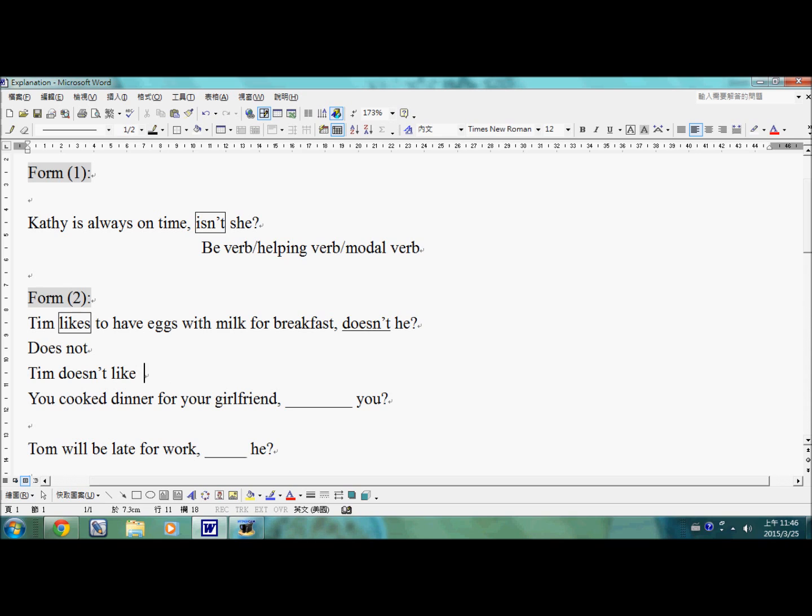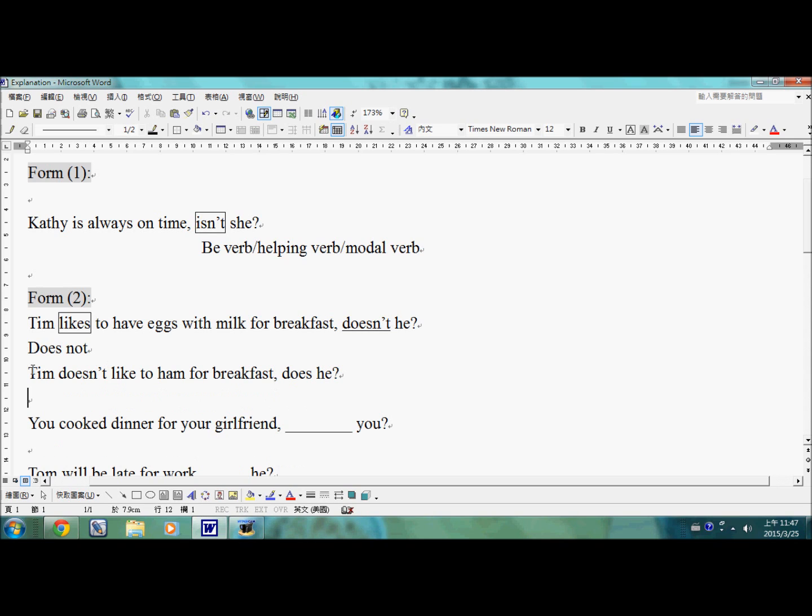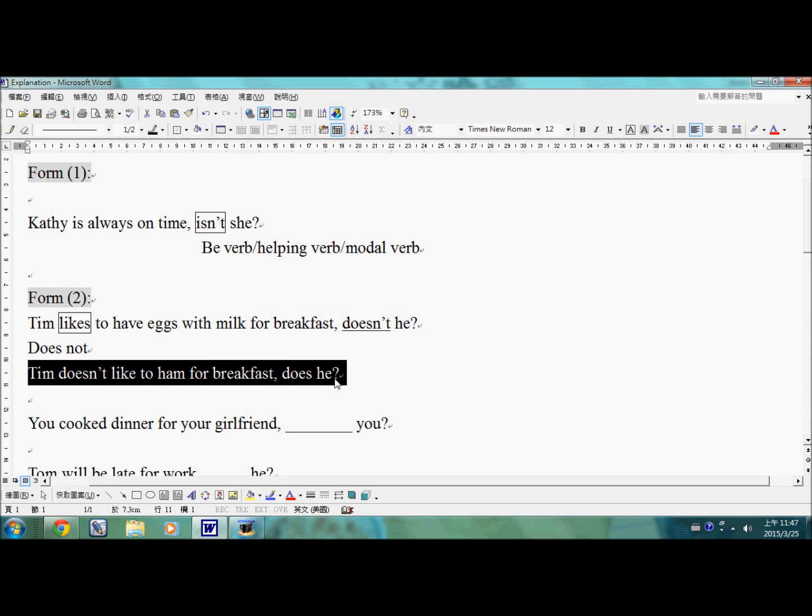Doesn't like to have eggs. Maybe doesn't like to have ham for breakfast, something like this. And then you can see that this part is actually negative, so we use a positive question tag here, does he? And there are two ways to say this sentence. You can, just like the previous one, lower your tone. Tim doesn't like to have ham for breakfast, does he? It is asking for confirmation, to confirm what I've already known.